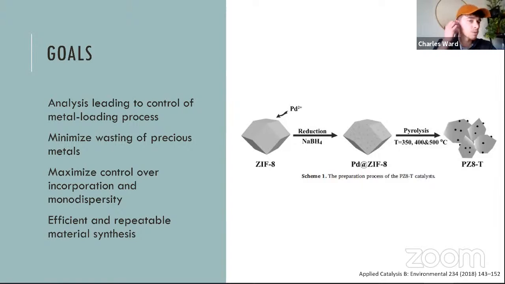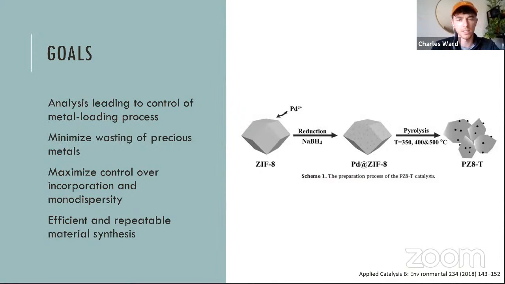Okay, so for some of the goals of this project, I wanted to do some analysis that could maybe lead to better control over this metal loading process that I do. I want to do this to minimize the wasting of precious metals, which is kind of the whole theme of my work anyway. I want to use these metals as efficiently as possible. Maximize control over the incorporation and monodispersity of these metals, and essentially make an efficient and repeatable material synthesis.